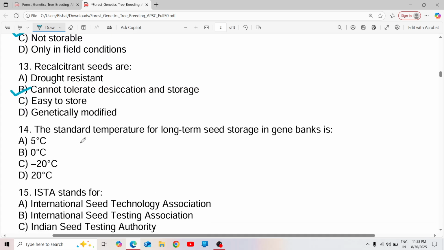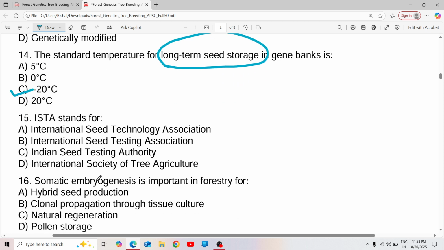Question number 14. The standard temperature for long-term seed storage in gene banks is 5 degrees Celsius, 0 degrees Celsius, 20 degrees Celsius, and minus 20 degrees Celsius. So for long-term seed storage, we need a very low temperature, which is minus 20 degrees Celsius. So, question number 15.